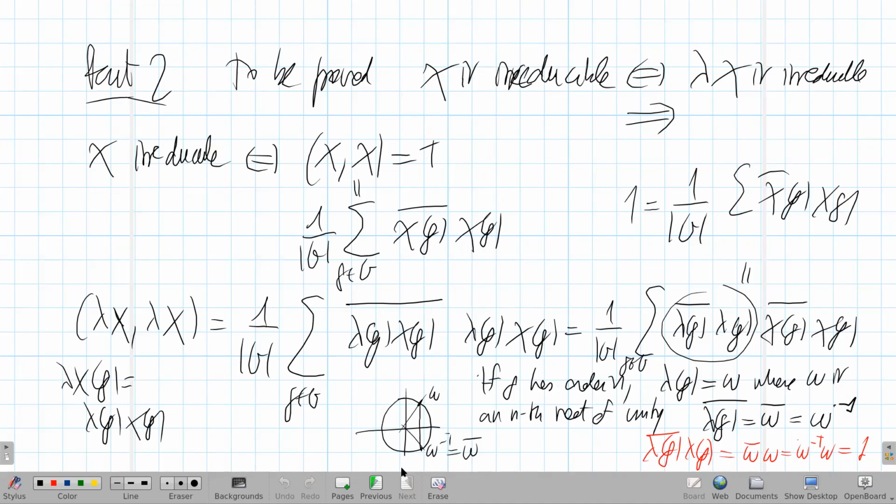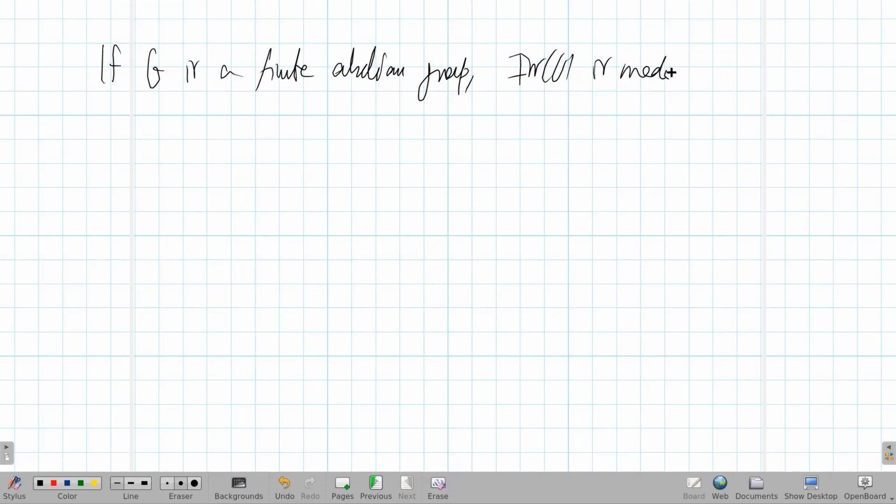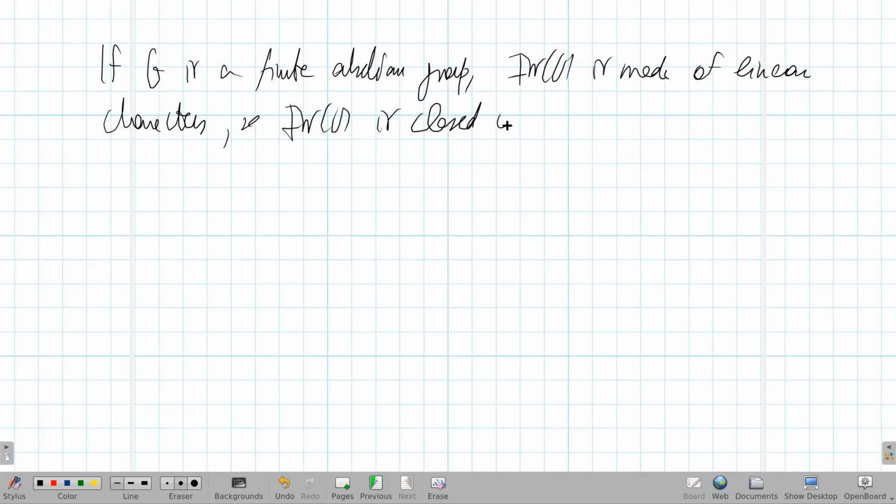Okay, so my goal. Well, let's finish with this, and then we'll resume on the 12th. Now, if G is a finite abelian group, then we've seen here G is made of linear characters, okay? And the result we've just seen tells you that if you multiply a character by a linear character, you get another character. If you multiply two of these linear characters, you get another character, which is a linear character. So it's closed under the product.